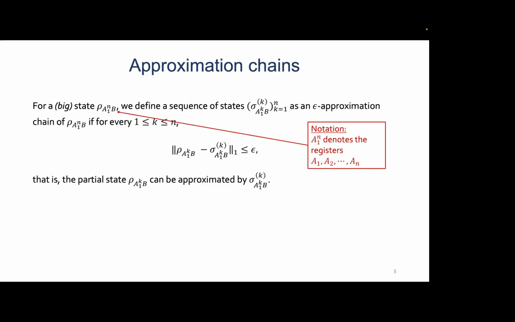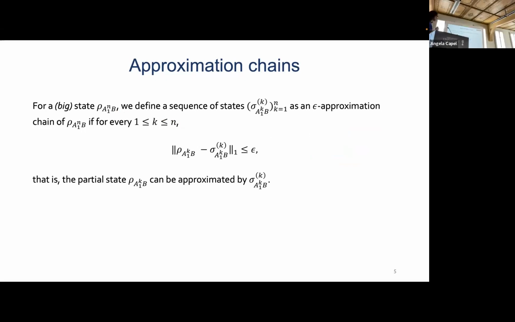Okay, let's move on to something new, which is the approximation chains part of the talk. First of all, some notation. Whenever we have a subscript 1 superscript n during the course of this talk, it's going to represent the registers A1, A2, to An. With that notation out of the way, let's consider a state rho A_1^n B. For this state, we will define a sequence of states sigma_k as an approximation chain of the state rho, if for every k, the partial state rho A_1^k B can be approximated by the state sigma_k. And that's all there is to this definition.